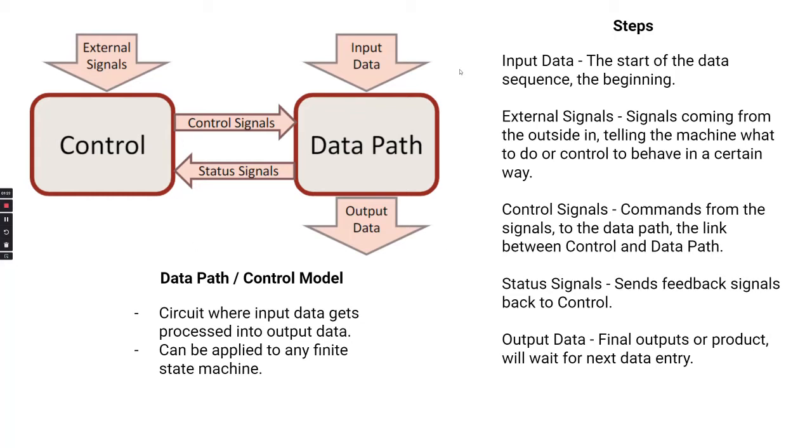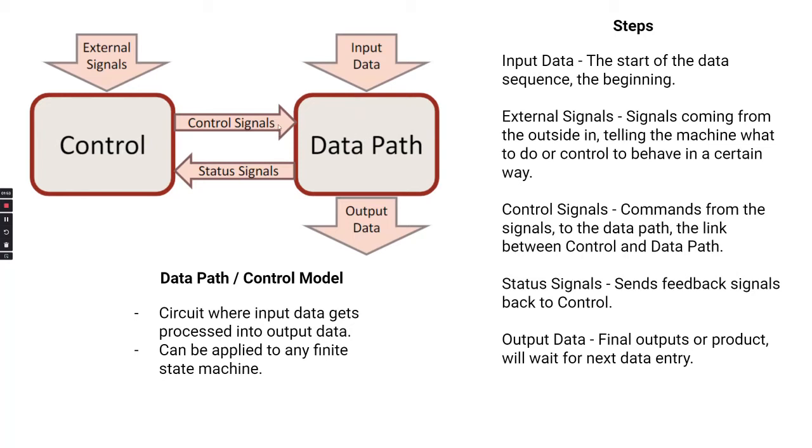So, starting off with the steps. Number 1, you start with your input data, which is pretty much what it sounds like. It's the beginning, it's what you put in. Then we introduce our external signals. The external signals are what's coming from the outside and they're telling the data path what to do, or how to control and behave a certain way.